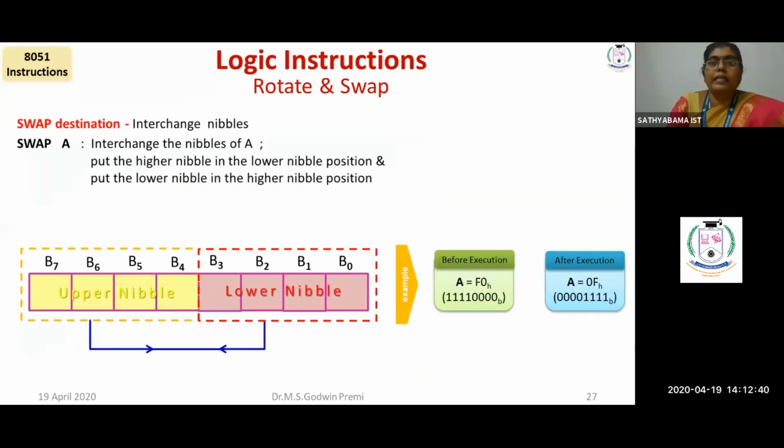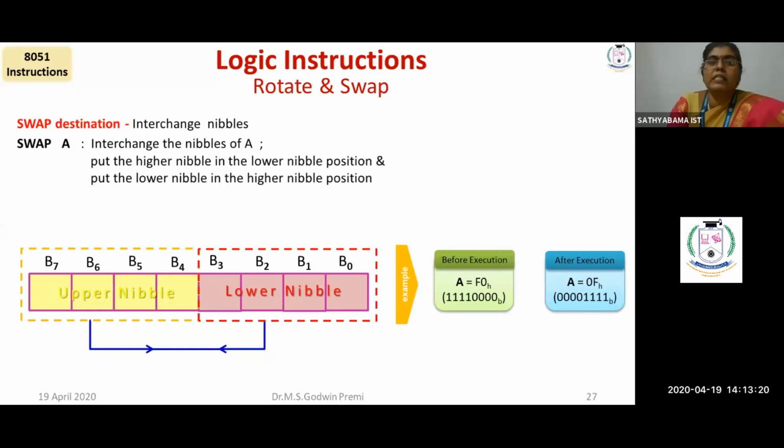Coming to the next set of instruction, that is swap. Swap space destination. This means interchanging nibbles. Swap indicates interchange. Nibble means 4-bit. So in your 8-bit data, B0 to B3 is one nibble, which is called the lower nibble. B4 to B7 are the 4 bits called the upper nibble. These 4 bits are interchanged. So B0 to B3 will go to B4 to B7, and B4 to B7 will move to B0 to B3. This is called interchanging nibbles.